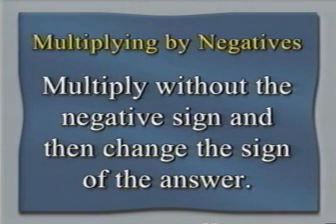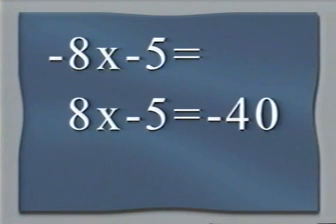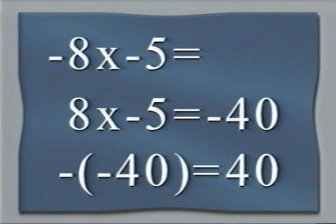So multiplying, for example, negative 8 times negative 5 would mean 8 times negative 5 is negative 40, and then change the sign. It would be positive 40. So multiplying by a negative simply says multiply and change the sign. Now, we could write these rules and memorize them, but to me it's a lot simpler. If I multiply by a positive, just multiply. If I multiply by a negative, cover up the negative in my mind, multiply, and then change the sign.